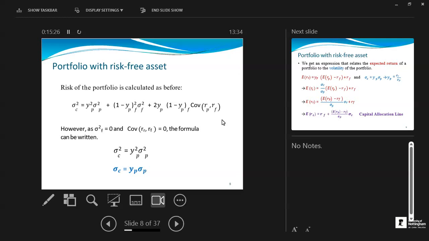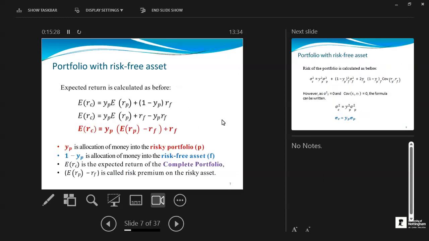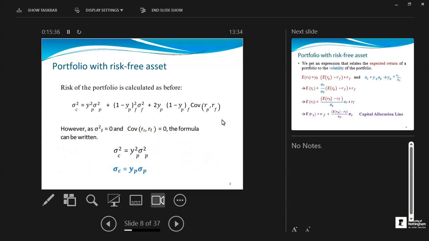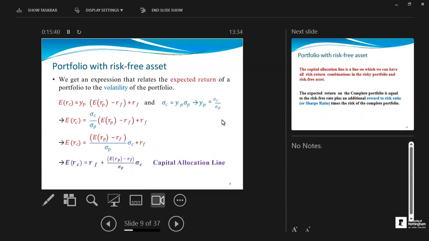Good. So now we have an equation for the expected return of the complete portfolio and an equation for the risk of the complete portfolio. So what I'm going to do next is to combine these two. The combination of these two will lead us to this capital allocation line.